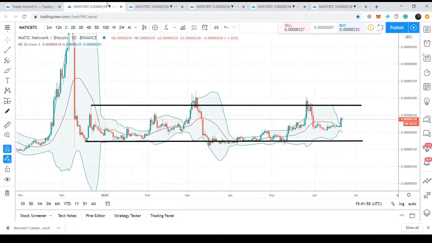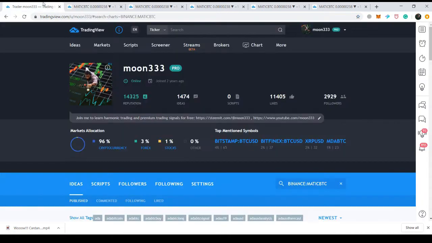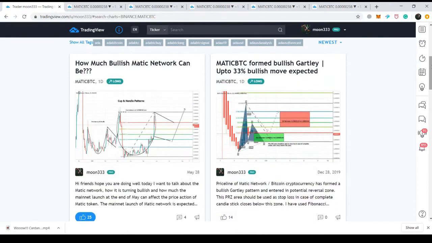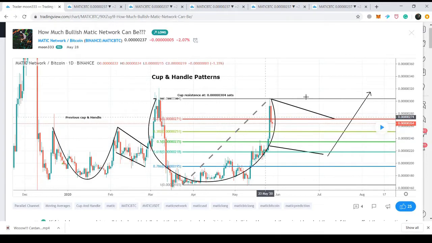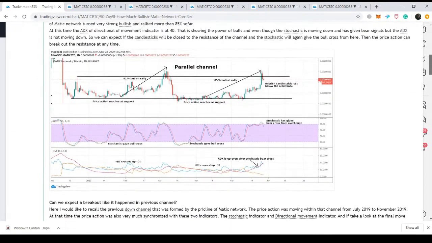Now, first of all, I would like to show you this chart, and here we can see that the price action of Matic network is moving within this parallel channel since December 2019. And in my previous video, I told you that the movement of this coin or this token within this channel is very much synchronized with the combination of some other indicators. I'm just opening my previous article. In this article, I'll show you the complete details of how the price action of Matic network is moving within this channel with the combination of these indicators.